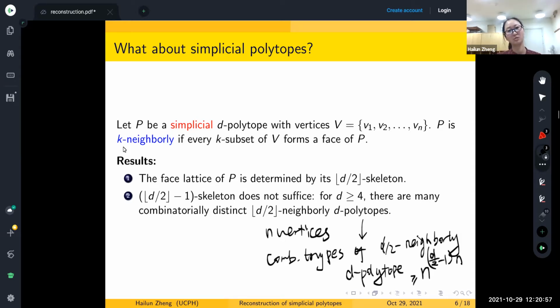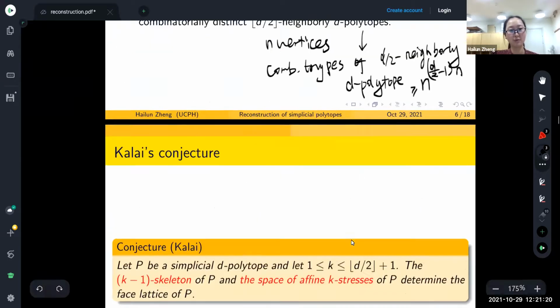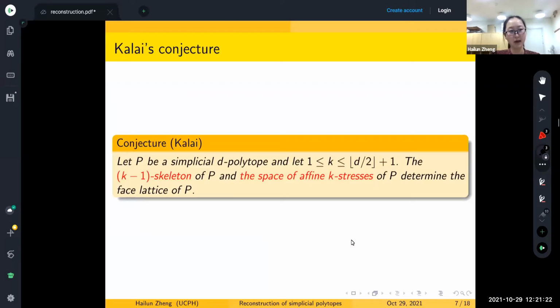If I want to understand the reconstruction problems for simplicial polytopes, you have to know a little bit more. Say, even if you know the D over 2 minus 1 skeleton, then you still have to find a way to distinguish all these neighborly polytopes, okay? So that's the reason why we have the following conjecture by Kalai.